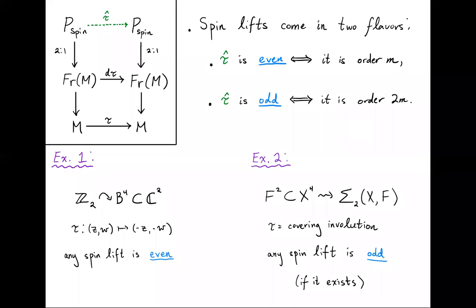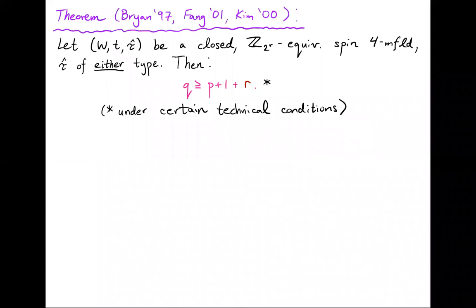All right, so there's something to keep in mind. Okay, moving on. We have the following theorem, proved independently by Bryan, Fong, and Kim. Let (W, τ̂) be a closed Z mod 2^R equivariant spin 4-manifold with τ̂ of either even or odd type. Then we get that Q is greater than or equal to P plus 1 plus R, under certain technical conditions, which I'll brush under the rug.